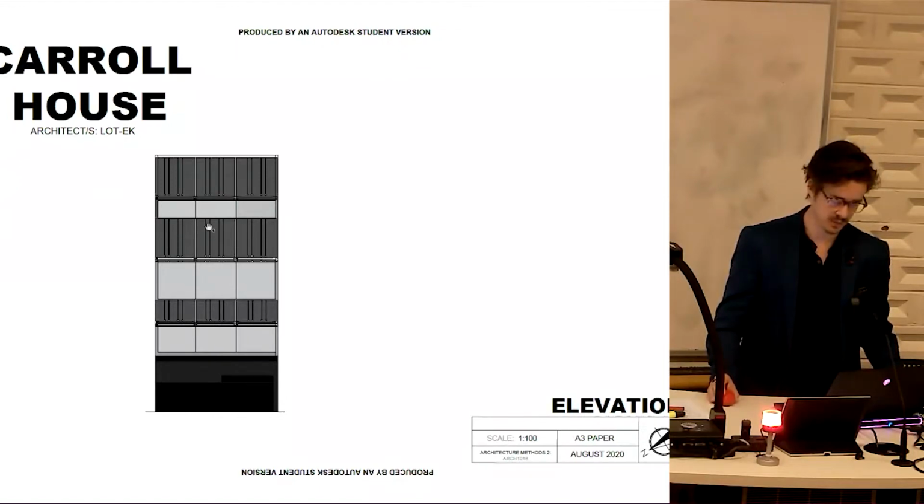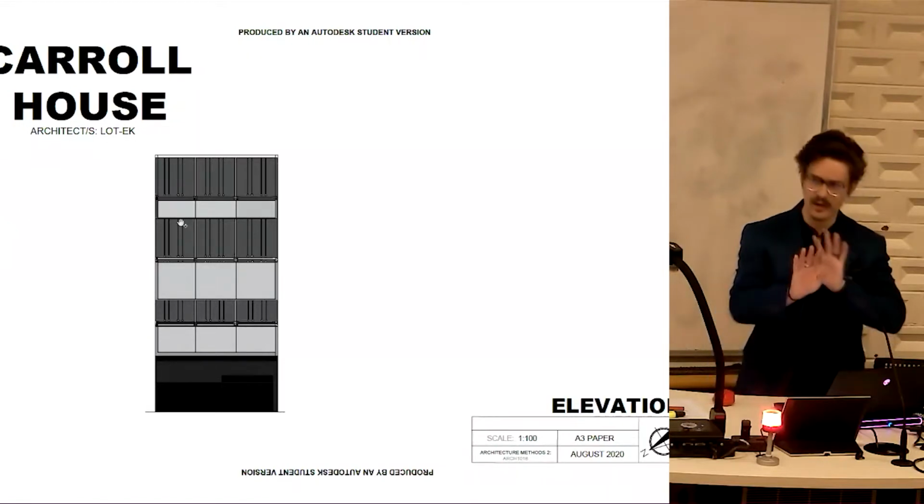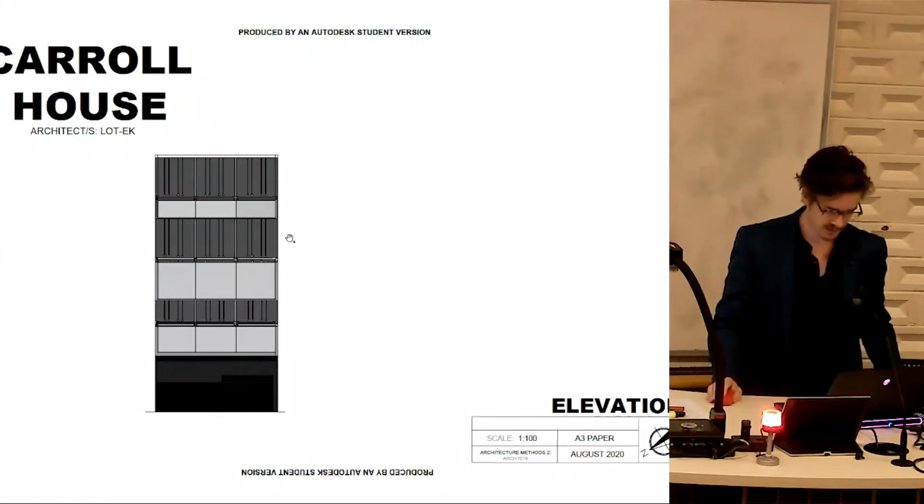So we should have a lot more lines on here, we should have some different layers of gradient to indicate that some are stepping backwards, some are pushing forwards, etc. No people, no ground line, no trees, no context.